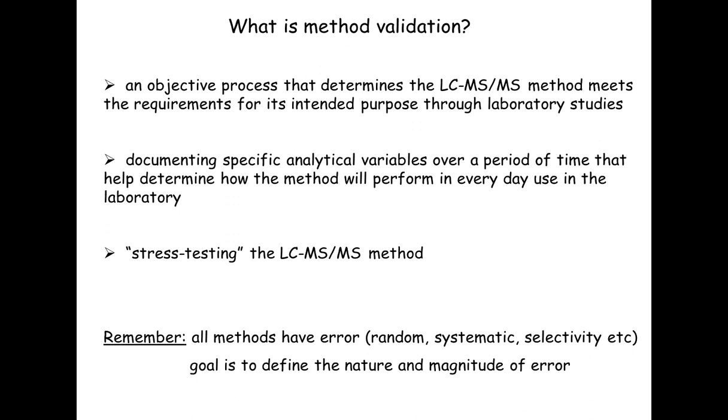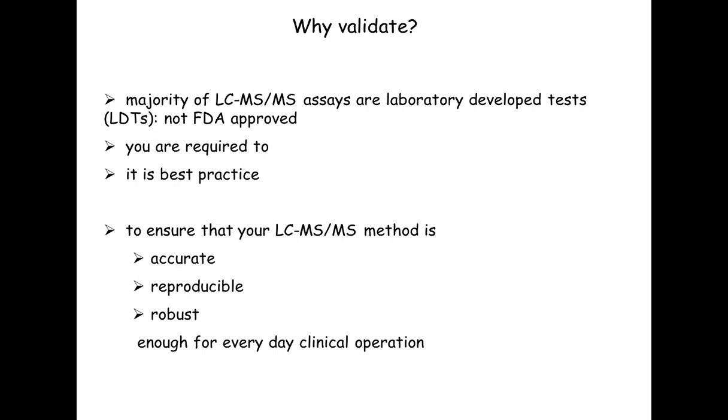The way the lab does this is by carrying out experiments that address specific analytical variables over a period of time under conditions that mimic everyday use in the laboratory. So you can think about method validation as stress testing your mass spec method. Things to remember are that all methods have error. It could be random error, systematic error, or you can have issues with selectivity. The goal of your method validation is to define the nature and the magnitude of this error.